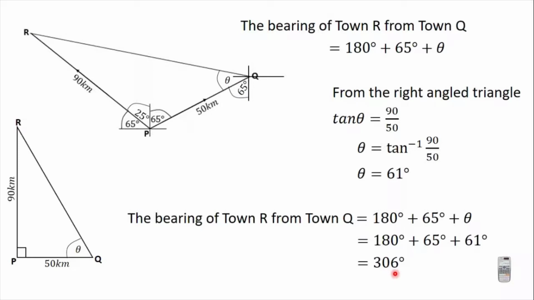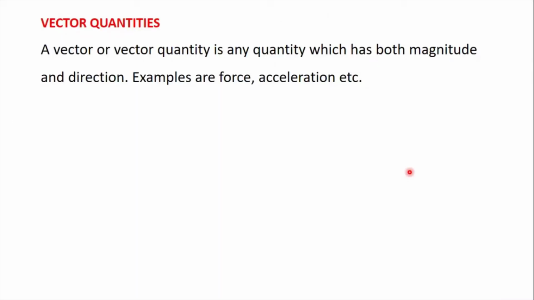A vector or vector quantity is any quantity which has both magnitude and direction. Examples are force, acceleration, etc. We learned in the video on bearings that bearings give directions. For vectors, they give both direction and magnitude. So for example, if you take a distance bearing problem, bearings will give you only the direction, but a vector quantity will give you both the direction and the magnitude, which is the distance.